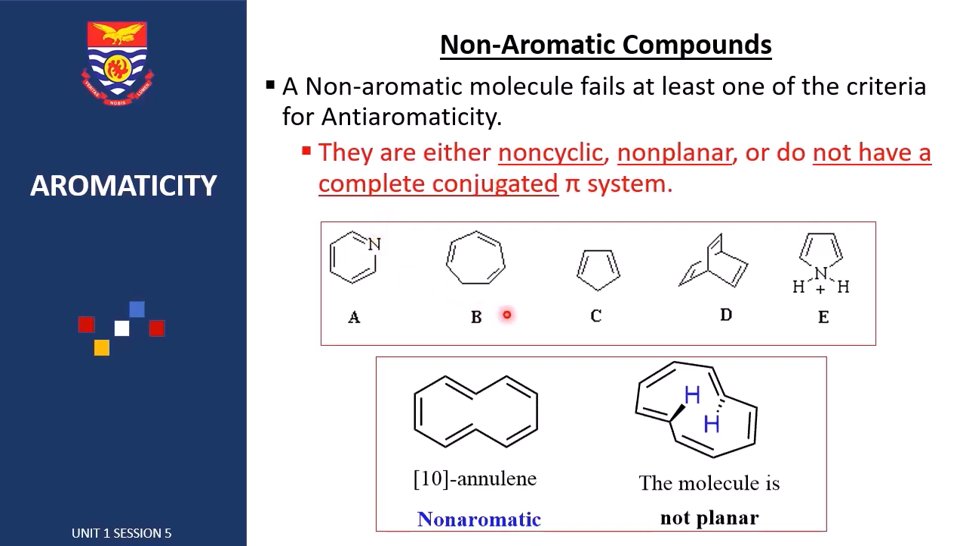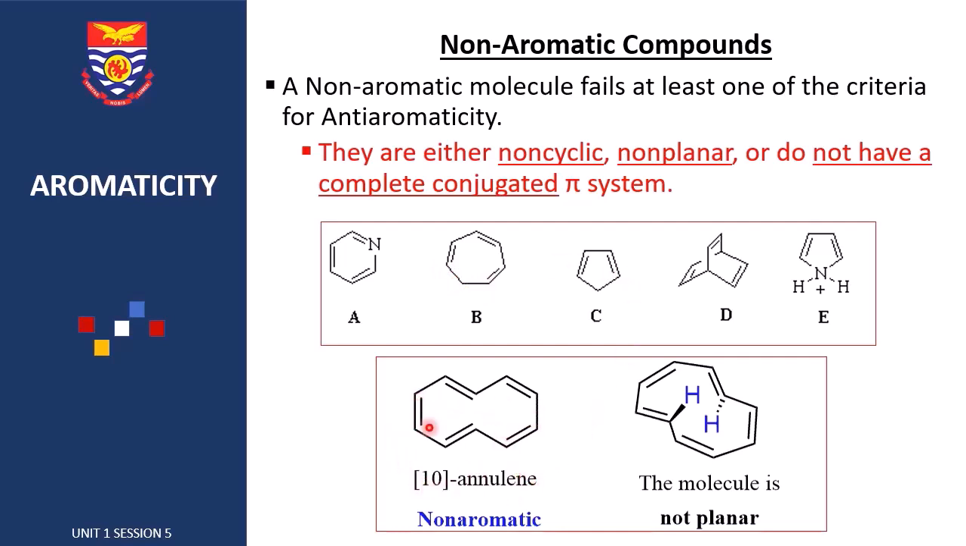A typical example is structure D here. This structure is not even planar in the first place. So automatically it fails to be an aromatic compound. It's not aromatic, it's not anti-aromatic, it's rather non-aromatic. Now the next one, structure B, also fails conjugation. There's no conjugation after this carbon double bond. There's a single bond, there's another single bond, so it fails conjugation here, and it becomes non-aromatic.